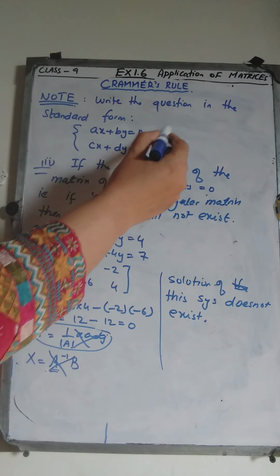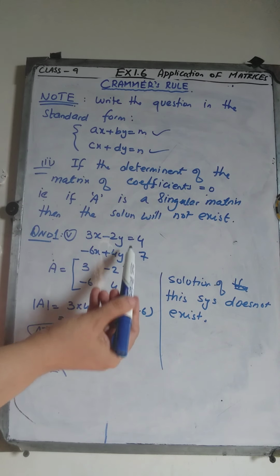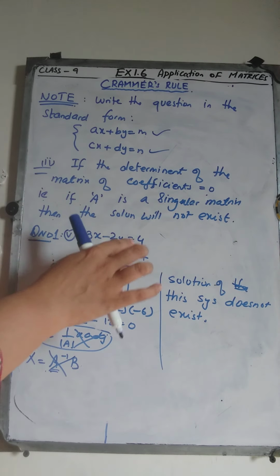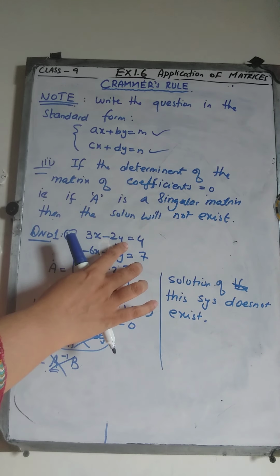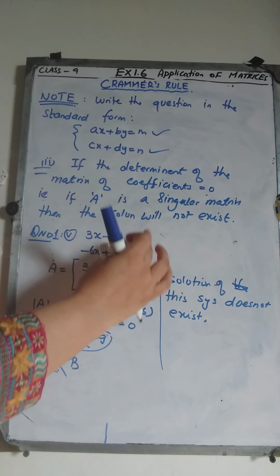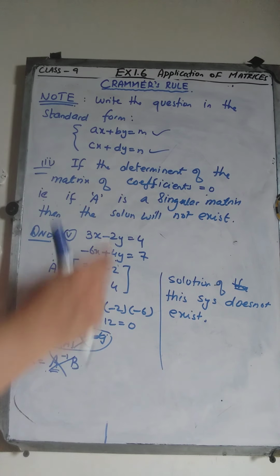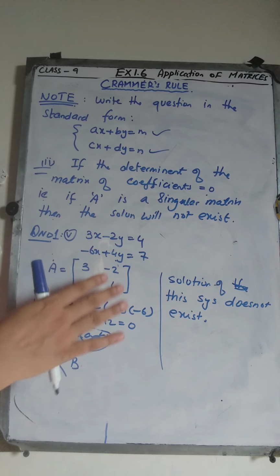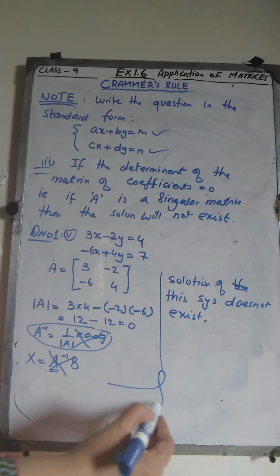First of all, put it in the standard form. It was already in the standard form. If suppose you were given an equation in which the constant was on the left hand side, then first shift the constant to the right hand side, then start these methods, both Cramer's rule and the inverse method. Okay, and that's it for today.